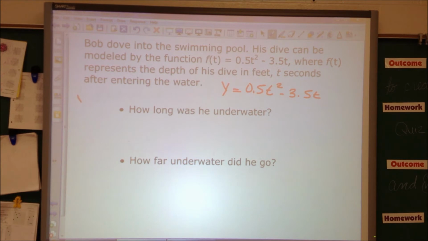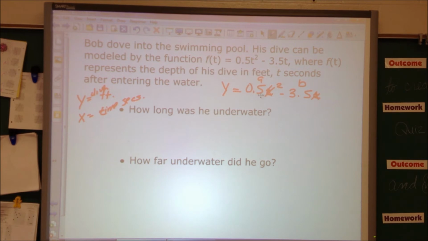So y is his dive in feet. I'll add that up here. t is the seconds after entering the water, so x is going to be time in seconds. I'm just going to switch these to x so I can put it in my calculator. And I need to find out how long he was under the water. Now remember, this is the a, this is the b.